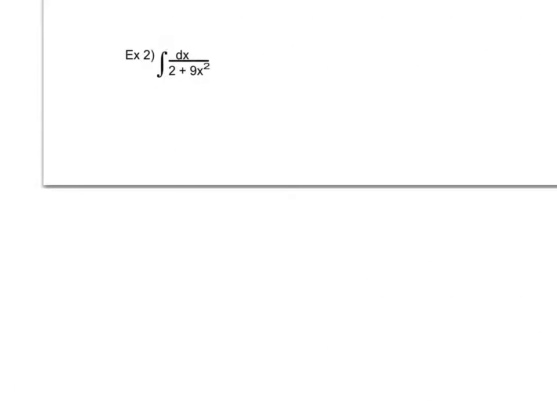So instead, I'm going to see if I can rewrite this in a way that it matches one of my inverse trig functions. Well, 2 isn't a perfect square, but could I say that a is still the square root of 2? And perhaps I let u equal 3x. Well, then du would be 3 dx.